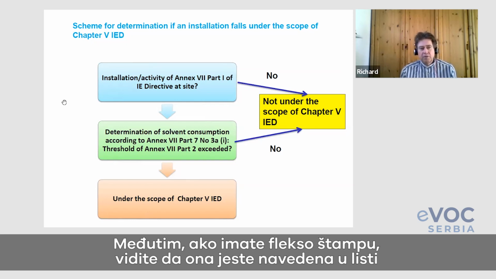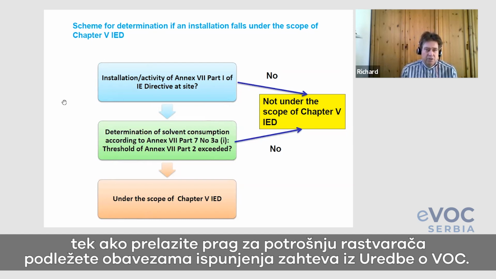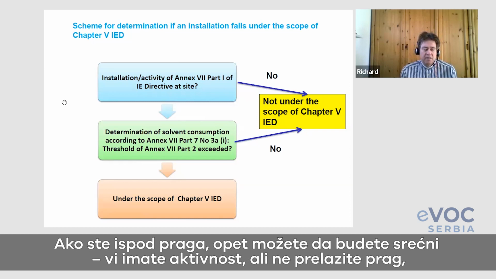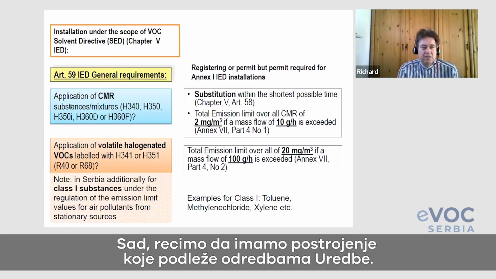But if you now have a flexo print unit, you see, oh, it is listed, then you must check the solvent consumption, because only if you exceed the solvent threshold here, you would fall under the requirements of the VOC decree. Otherwise, if you're below the threshold, you can be happy too. You have an activity, but it does not exceed the threshold, so you're not under the scope.